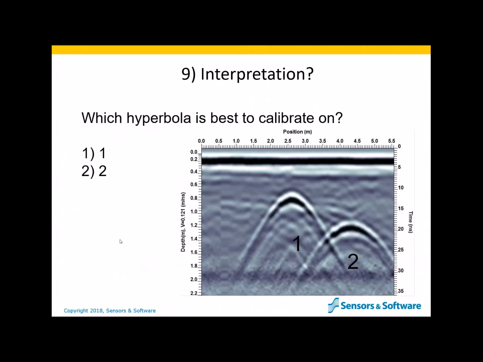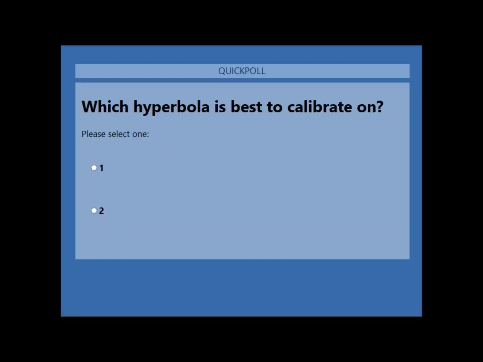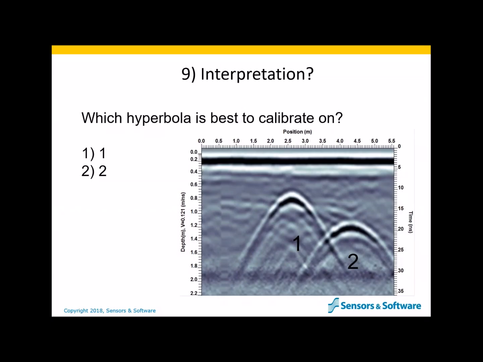Okay. Question 9, which hyperbola is the best one to calibrate on? Number 1 or number 2? So if you're going to do a velocity calibration, which one are you going to pick? Okay, I'm actually surprised. Let me close the poll on this one. I'm surprised. It's quite an even split. 56% of you said number 2, which is the correct answer.